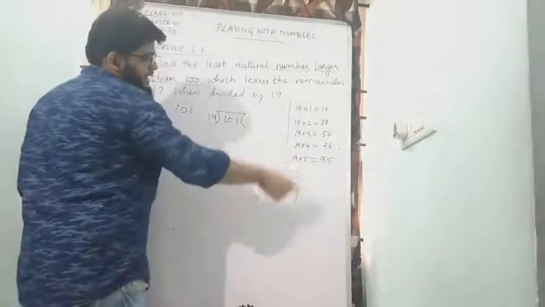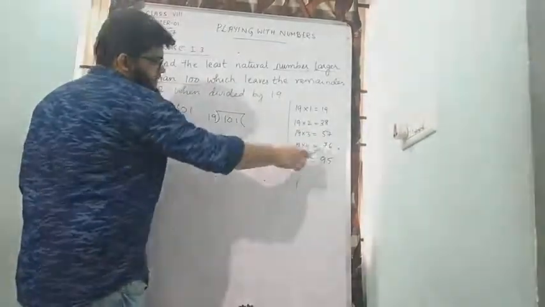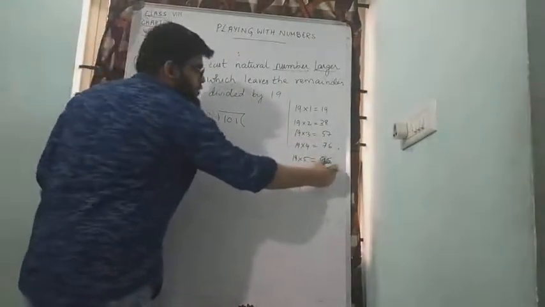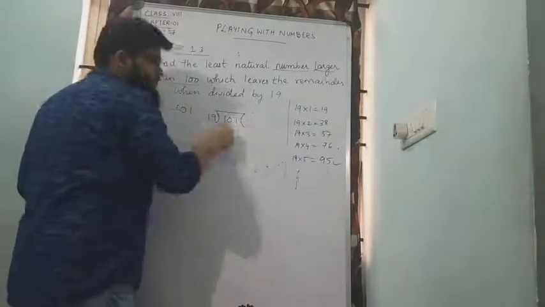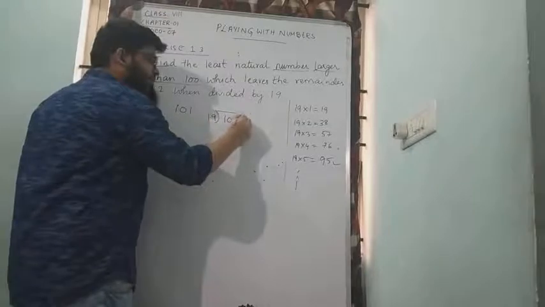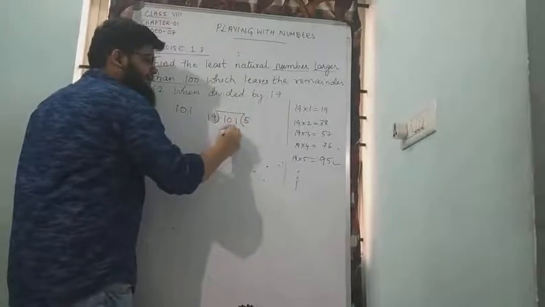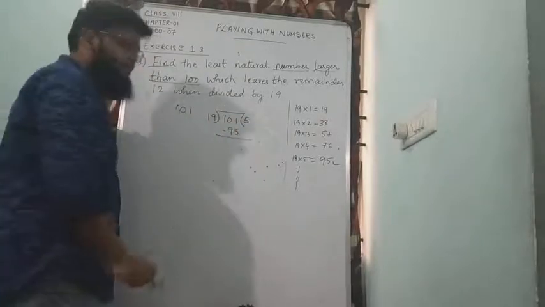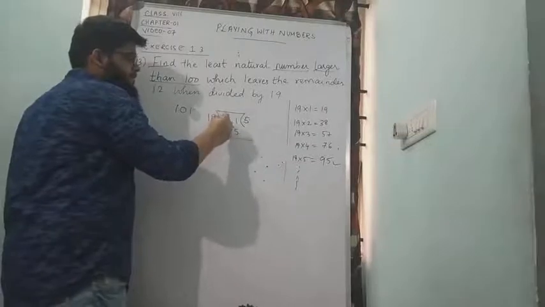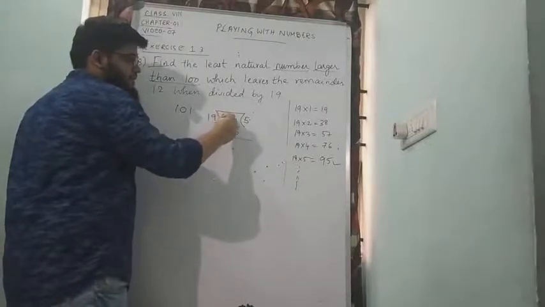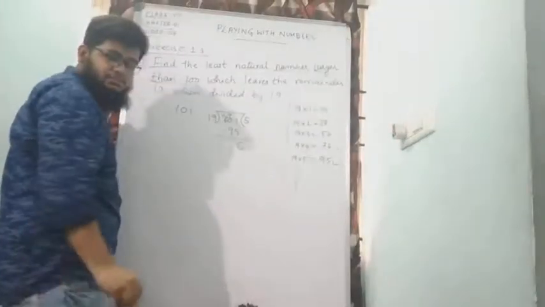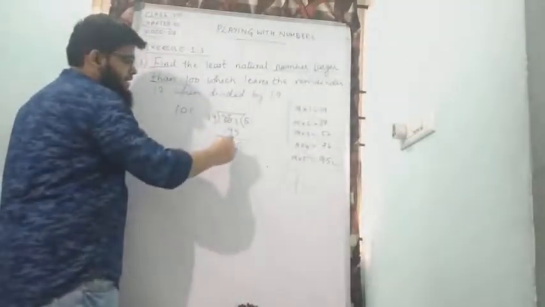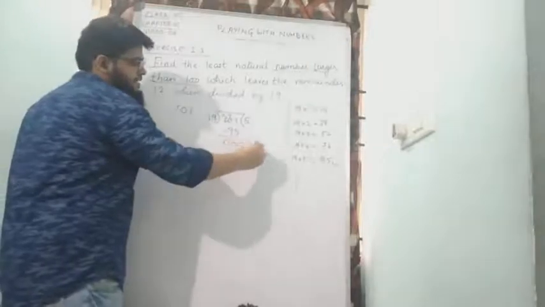So 19 ones are 19, 38, 57, 76, 95. So 95 is closer to 101. So 19 5s are 95. Let us subtract. So this becomes 0, this becomes 10, this becomes 9, this becomes 11. 11 minus 5 is 6. And 9 minus 9 is 0 and this is 0. So I am getting 6 as remainder.